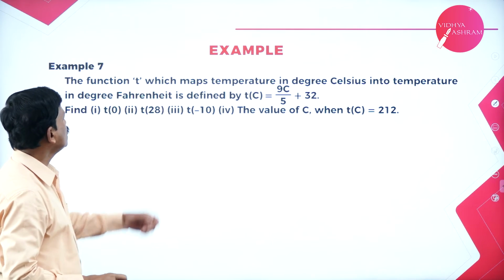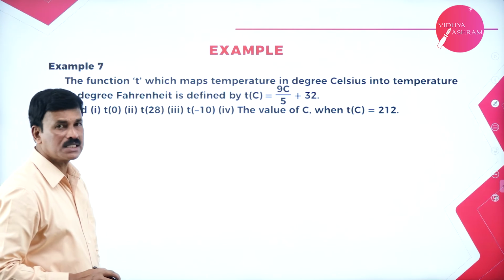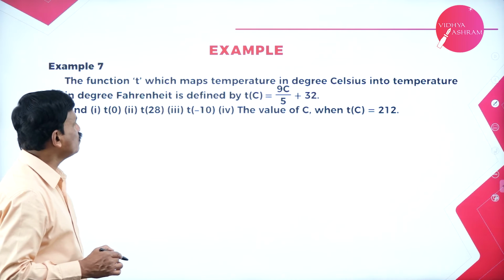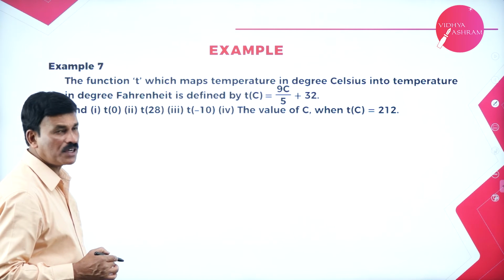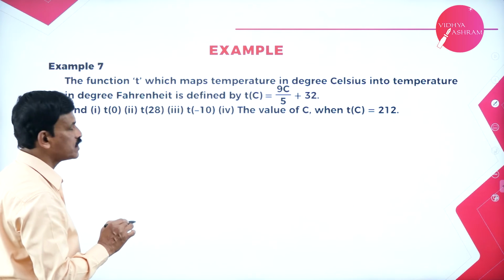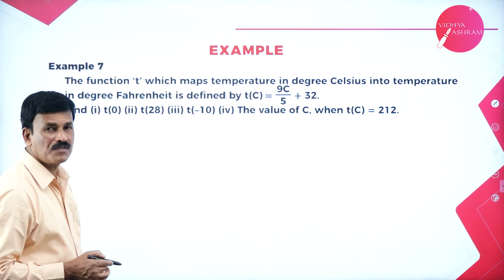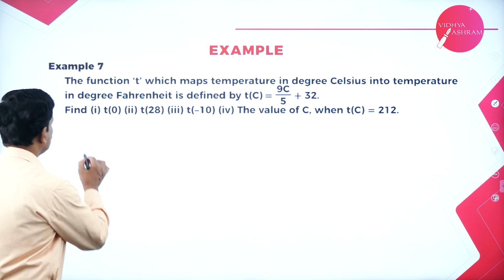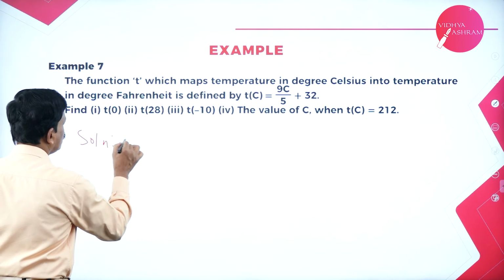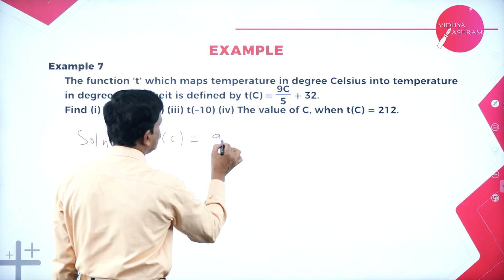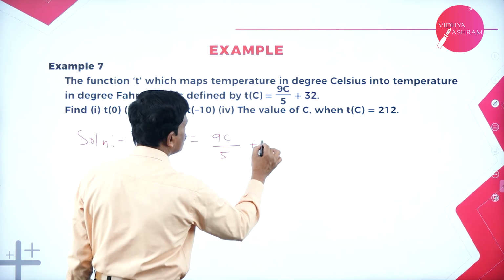The function T, which maps the temperature in degrees Celsius into temperature in degrees Fahrenheit, is defined by T of C is equal to 9C by 5 plus 32. Find the values of T of 0, T of 28, T of minus 10 and the value of C when T of C is equal to 212. Now, very simple and important problem. What is given? T of C is equal to 9C divided by 5 plus 32.